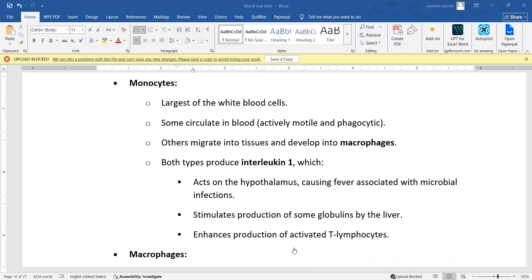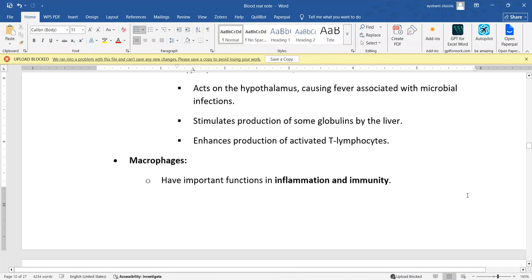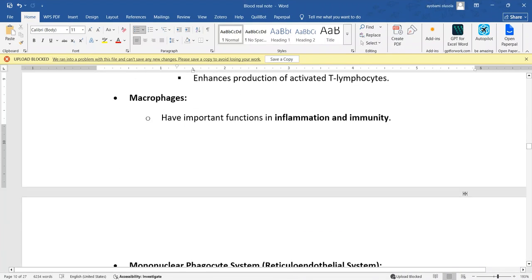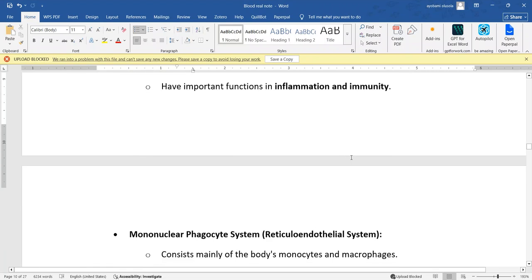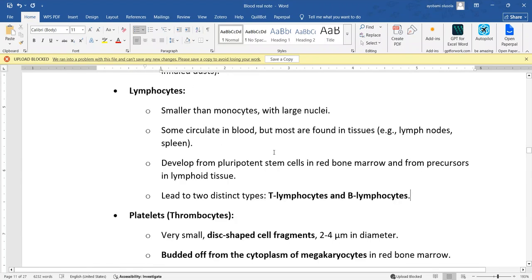They also stimulate the production of some globulins by the liver. They also enhance production of activated T lymphocytes. So let's talk about the macrophages, which are monocytes in the tissue. There is really nothing much about them. Although lymphocytes circulate in the blood, most of them are found in tissues like lymph nodes and spleen. Okay. And there are two distinct types of lymphocytes. We have the T lymphocytes and the B lymphocytes.